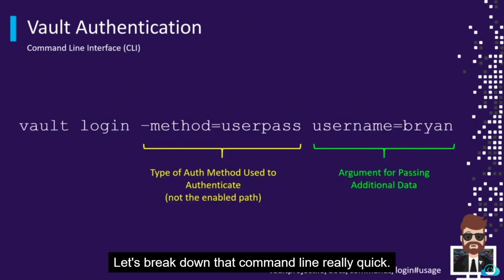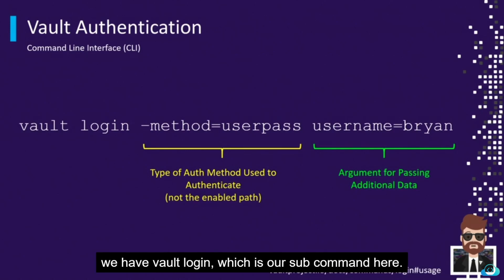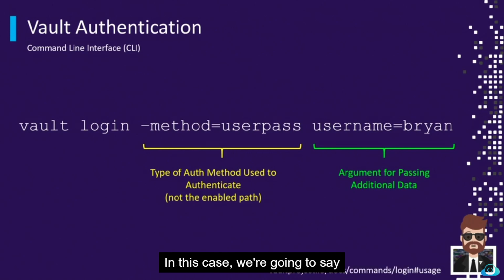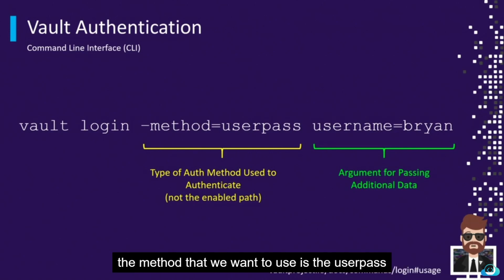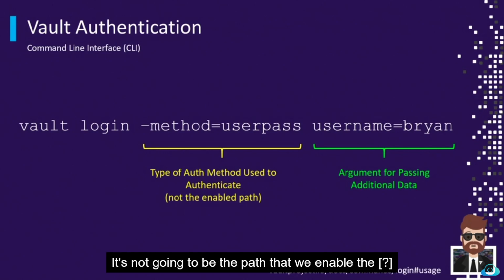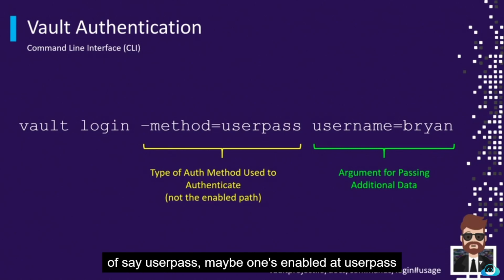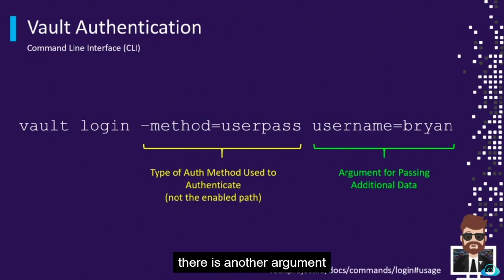All right, so let's break down that command line really quick. Again, we start with vault. We have vault login, which is our subcommand here. In this case, we're going to say the method that we want to use is userpass, and userpass is the type of the auth method used to authenticate. It's not going to be the path that we enabled it at. It's going to be the type of auth method that we're going to use. If we actually have multiple auth methods of, say, userpass, maybe one's enabled at userpass and one's enabled at Brian or something like that, there is another argument that you can provide in here as the path, and you can provide which specific path that you want to use.